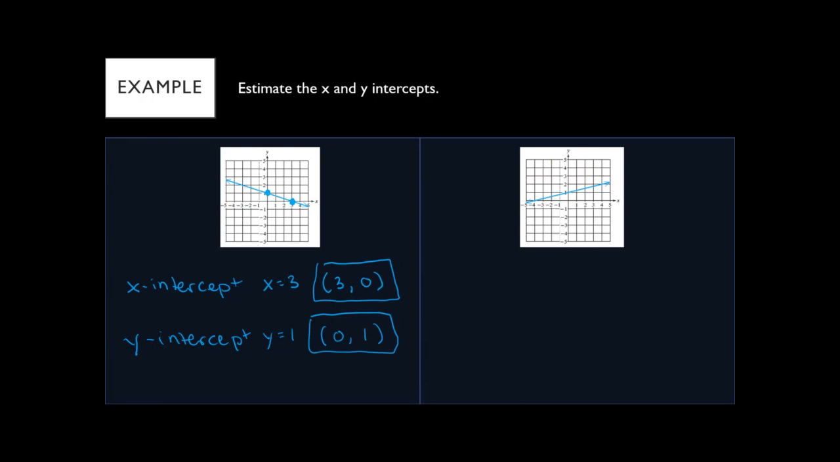Then on the right, if I look on my x, it is almost off the graph. It's right to the left there at -4. So our x-intercept is at -4, so x equals -4. And the ordered pair is -4, 0.